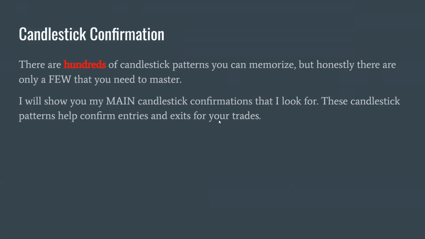So candlestick confirmation, one of my favorite things. I haven't really dived into this, you know. So now we're kind of getting a little intermediate. Okay. So let's dive into candlestick confirmations. There are hundreds of candlestick patterns you can memorize. Trust me, if you type in candlestick patterns on Forex, you're probably going to get a million. And do you need to memorize all of them?